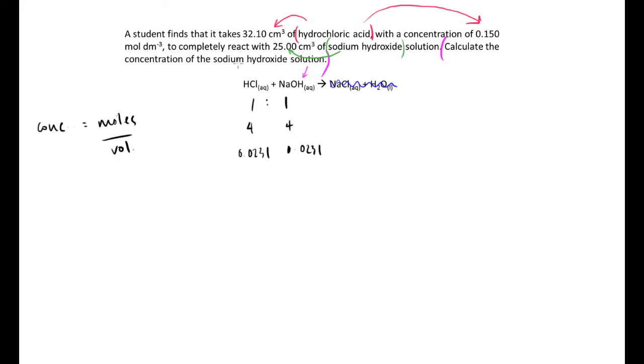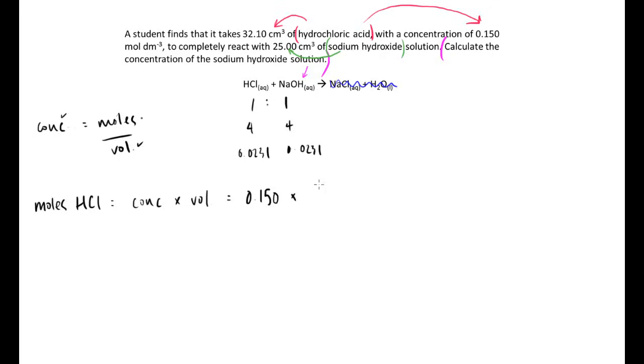So I cannot work out the concentration of my sodium hydroxide directly, but I know a volume of my hydrochloric acid and I know a concentration of my hydrochloric acid. Therefore I know my volume, I know my concentration. That means I can work out my moles. So my first step, moles of hydrochloric acid. Rearrange my equation, I find that concentration times volume will give me that. And so my first step is going to be concentration 0.150 multiplied by my volume.